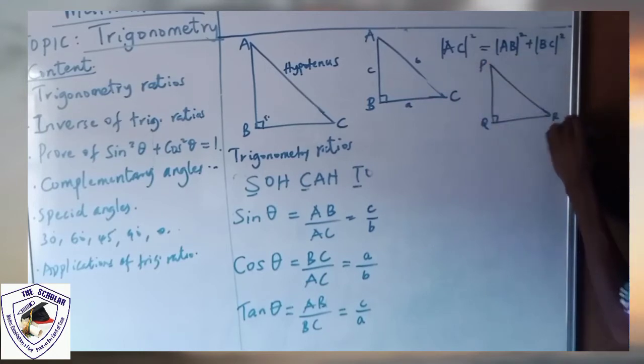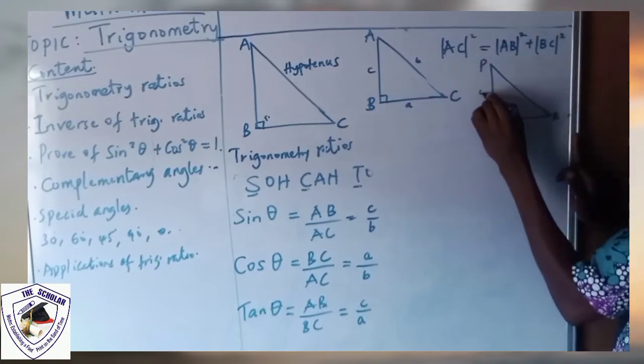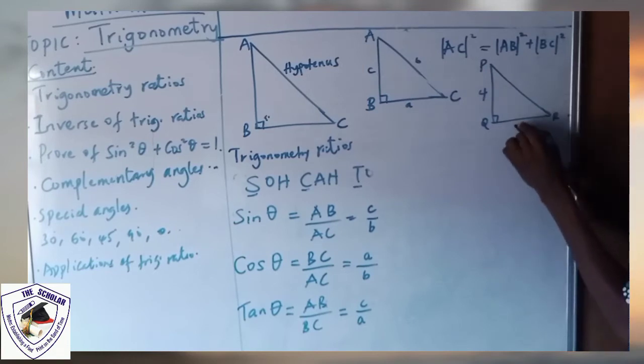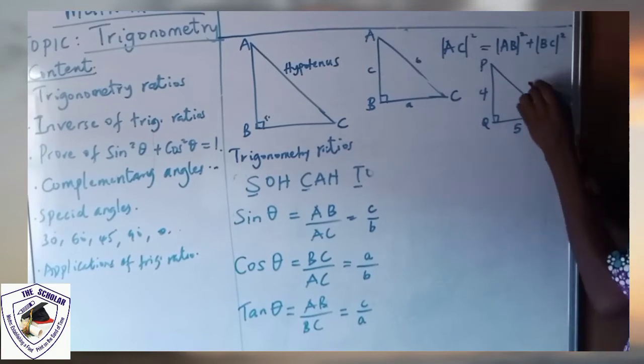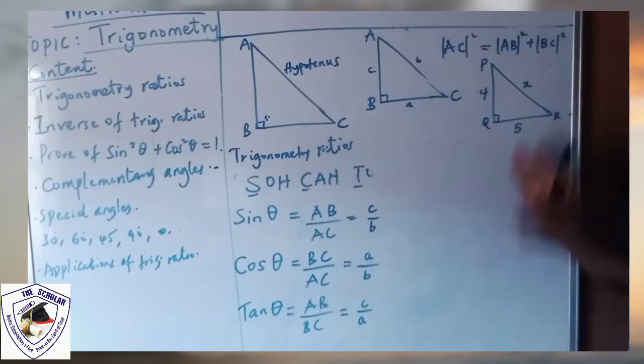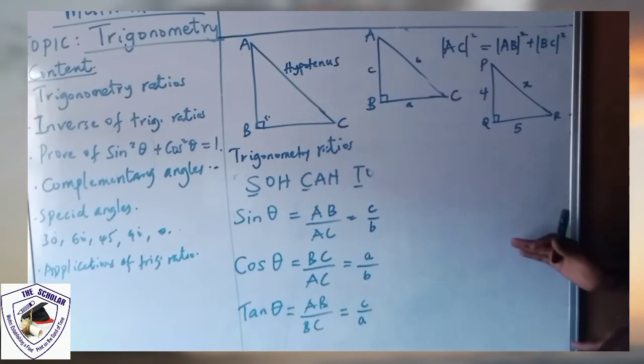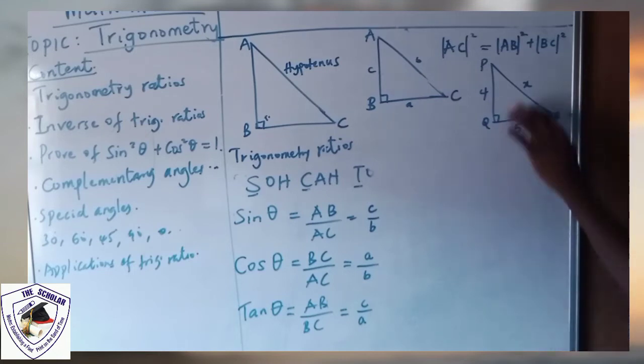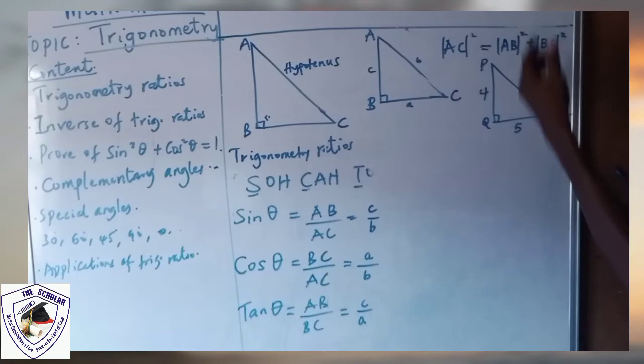PQR. Let's say this is 4 and this is 5, and I'm asked to find x. It is very straightforward. Two sides are known. To get the third side, you use what we call Pythagoras theorem. This is applicable to what? Only right angle triangle, not any other triangle, only right angle triangle. So in this context, if I'm to get x, I'll apply the law.